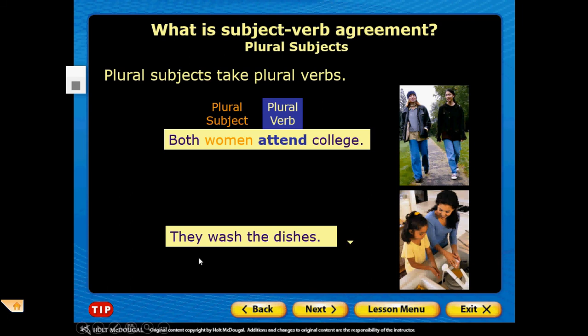So, they wash the dishes. Who are we talking about here? Two people or more. Very good. And what do they do? Wash. So that's the verb. Have you noted that the verb is not "washes"? It's not inflected. It's "wash", because this is a plural subject.